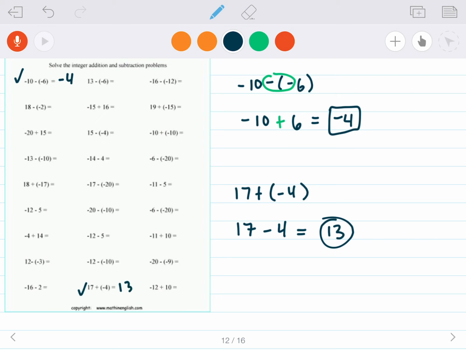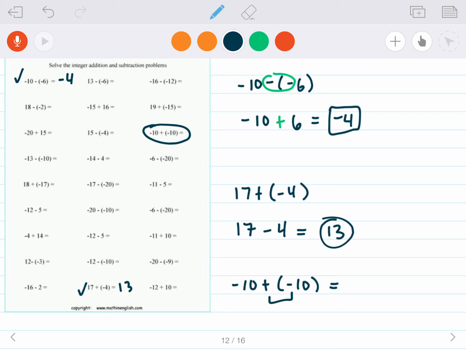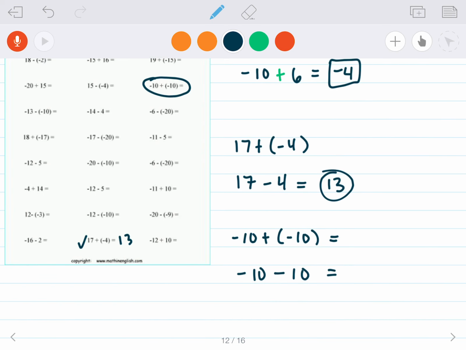Okay, let's look at this one right here. So we have negative 10 plus a negative 10. First things first, get rid of the double signs next to each other. So a positive and a negative, by the previous slide, makes a negative. So with that in mind, these two can just be condensed to a negative. So this becomes negative 10 minus 10. We have the same signs. We have two negatives. So same signs, we add. 10 and 10 make 20, and we take the sign. Negative 20 is our answer.